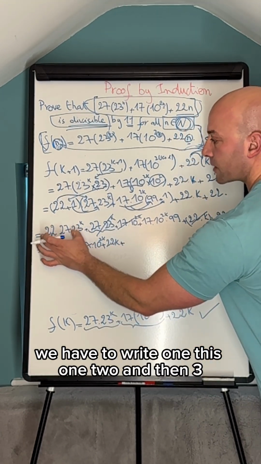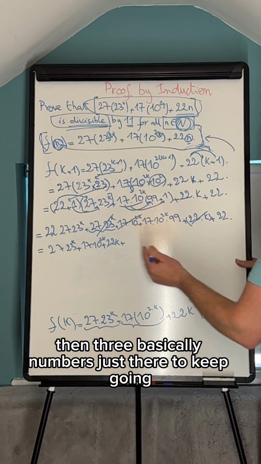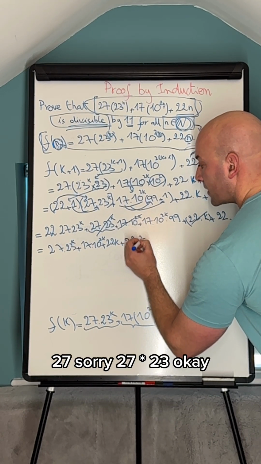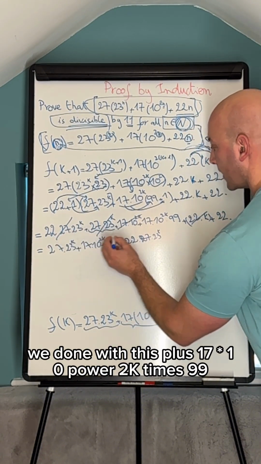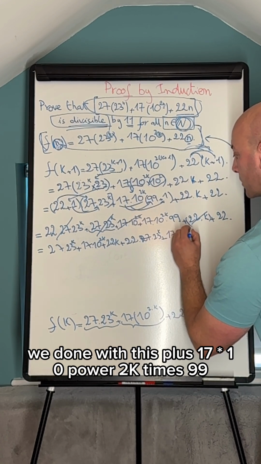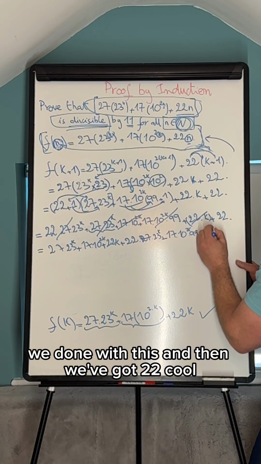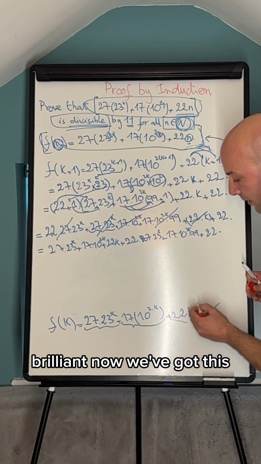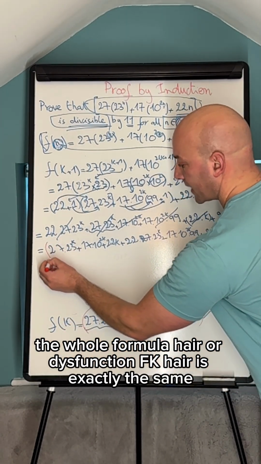What we've got, we have to write 1, this one, 2, and then 3. Basically, numbers just there to keep going and writing the whole formula. 27 times 23 power k. We're done with this. Plus 17 times 10 power 2k times 99. We're done with this. And then we've got 22. Cool. Brilliant.